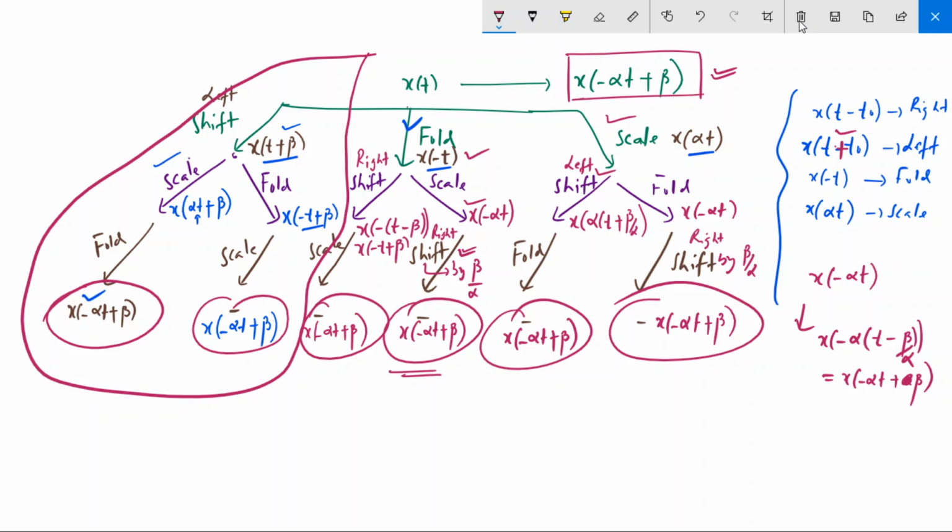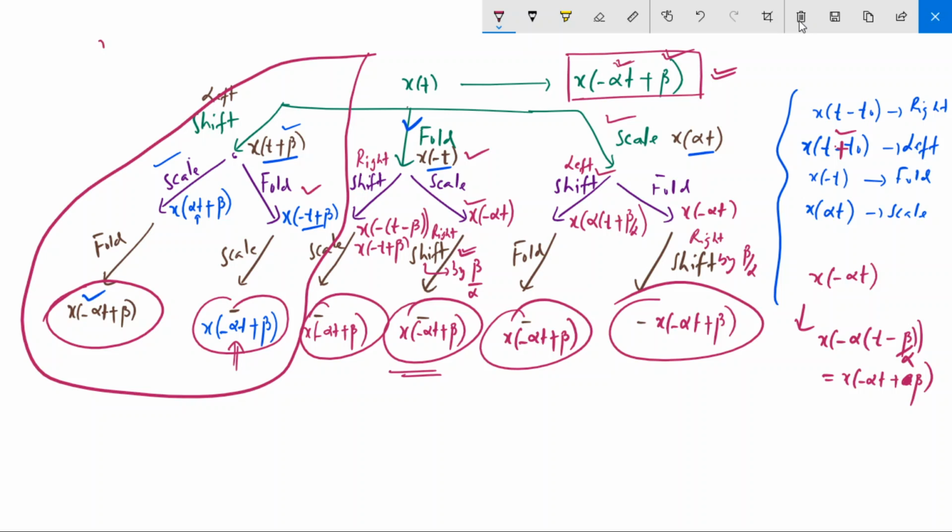Okay, so if it is x of t plus beta, it means you simply shift by beta to the left, you will get t plus beta, and then you simply either scale or fold, it does not matter. If you fold it, you will get minus t plus beta, then scale it, you will get minus alpha t plus beta. Okay, so using this branch, you have to shift by beta only, and you have to scale by alpha only. And if it is plus beta, you have to shift to the left.